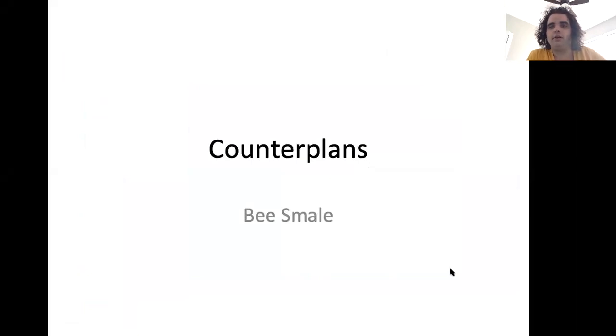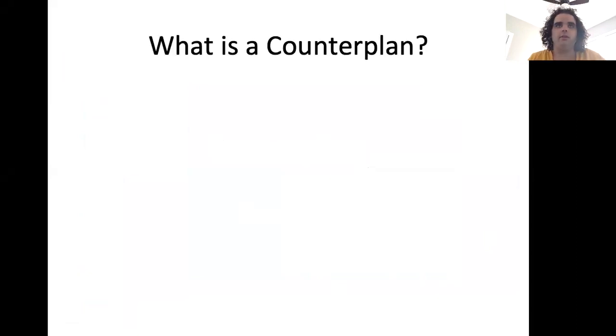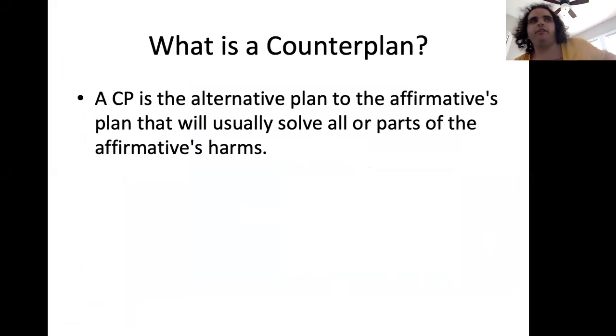All right, friends. So in this second part of the lecture, we're going to learn about counterplans. What is a counterplan? It's exactly like what it sounds like. It's often abbreviated to CP, but a counterplan is the alternative plan to the affirmative's that will usually solve for all or parts of the affirmative's harms. So the affirmative has a plan of action. The counterplan says, I have a better idea for solving the problem that the 1AC describes. So it's a counter to the plan, a counterplan, exactly like it sounds.